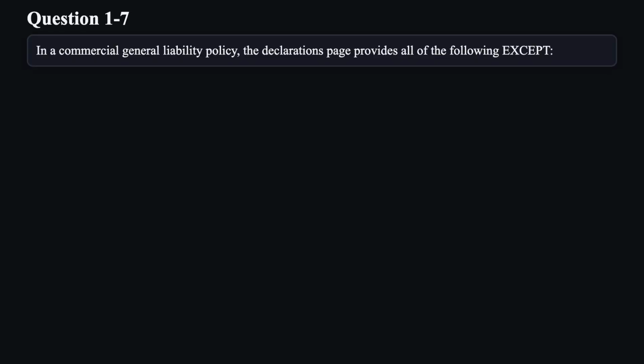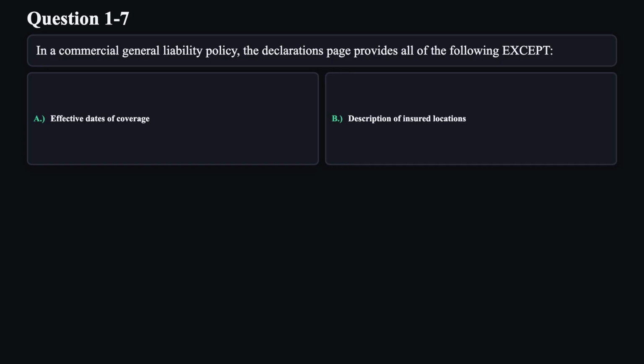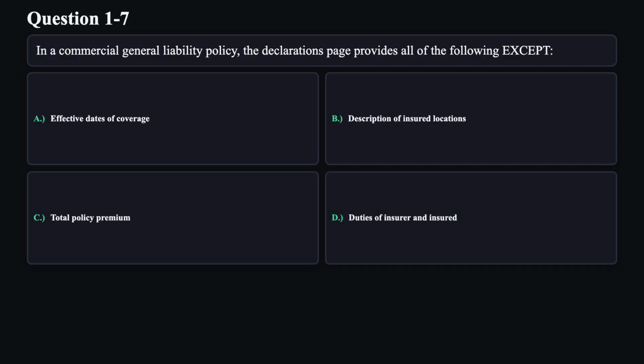Question 7. In a commercial general liability policy, the declarations page provides all of the following except: A. Effective dates of coverage. B. Description of insured locations. C. Total policy premium. D. Duties of insurer and insured.